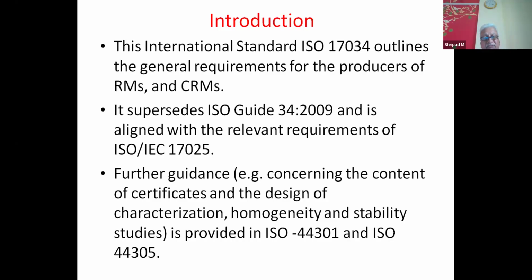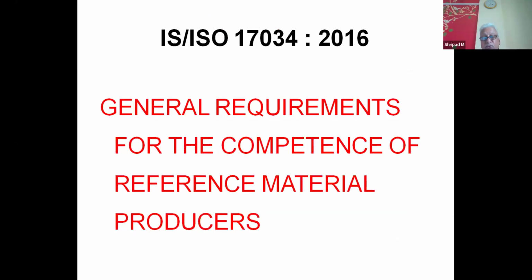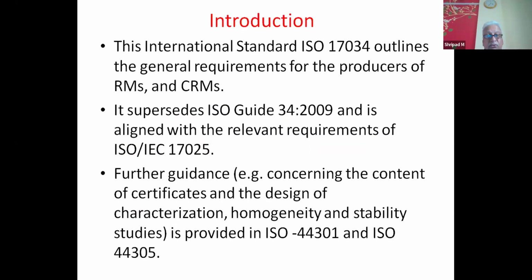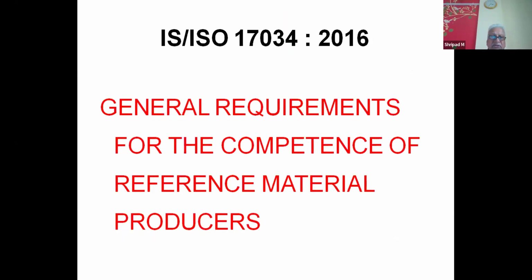For statistical calculations, such as characterization, homogeneity, and stability, there is a separate standard we have to refer to, that is ISO 33401 and ISO 33405. These two standards are basically used as supporting standards for guidance on the statistical design, and the design of characterization, homogeneity, and stability. So this is our main standard. We are just following the main title of the standard: ISO IEC 17034, General requirements for the competence of reference material producers.